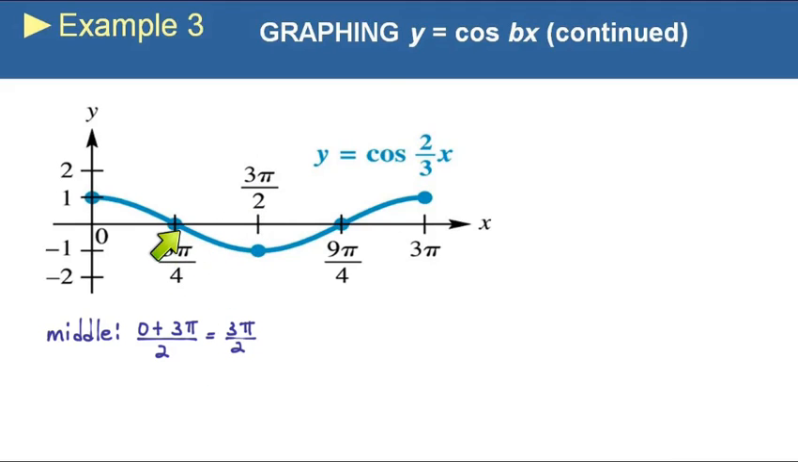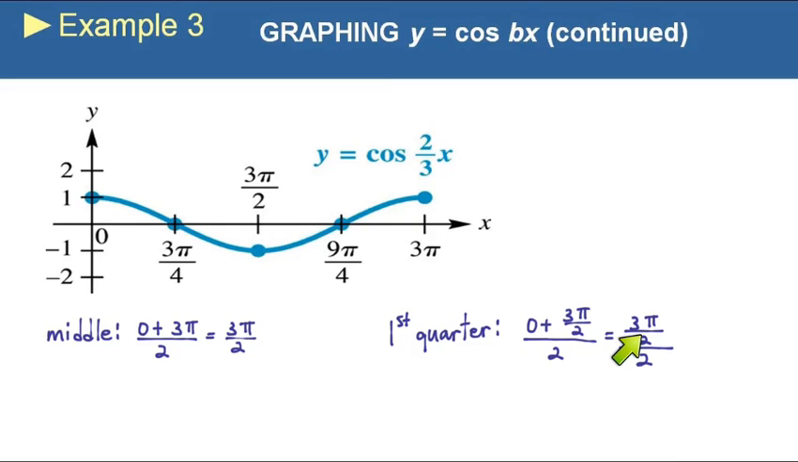Now, to get the first quarter number, we'll take 0 and 3 pi over 2 and average them. 0 plus 3 pi over 2, or the start plus the middle, and then divided by 2. So that's going to be 3 pi over 2 over 2. And what happens is, this denominator is like 3 pi over 2 times 1/2. In other words, your 2's just end up multiplying together and making a 4. So that's 3 pi over 4.